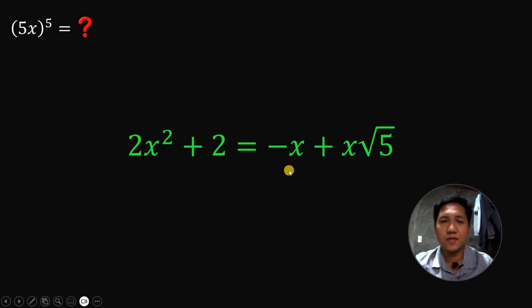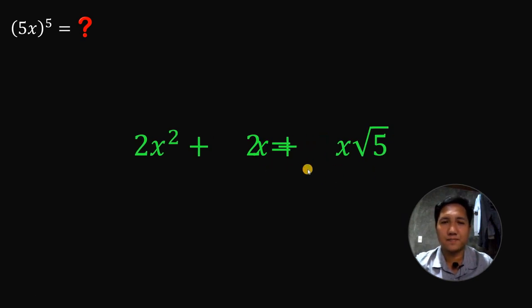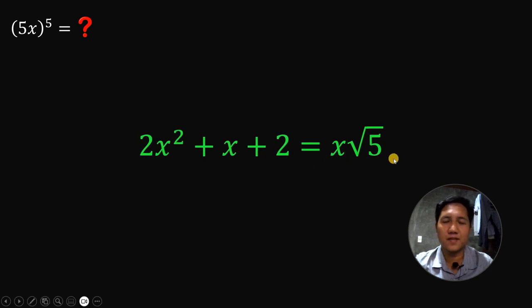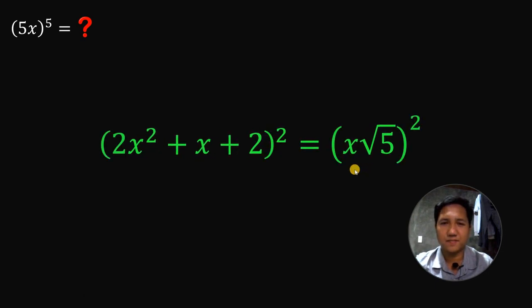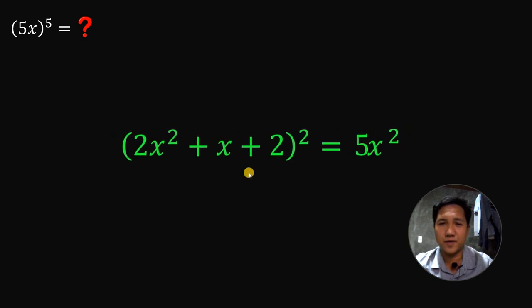So what we're going to do here is to add x on both sides, so let's isolate x times square root of 5. Then what we're going to do here is to eliminate the square root, so let's square both sides. Now let's simplify. On the right-hand side, this is very easy. X multiplied by square root of 5, quantity squared, is just 5x squared.